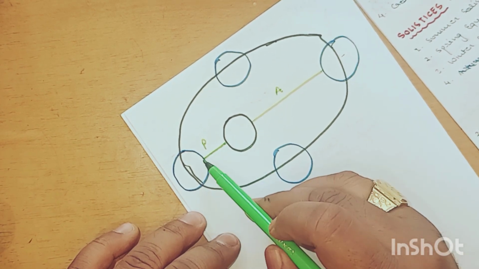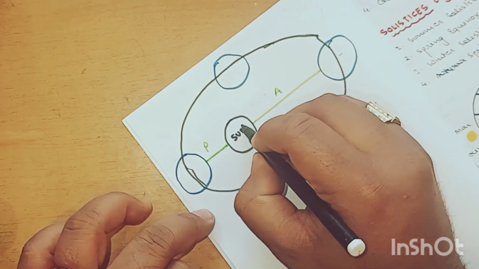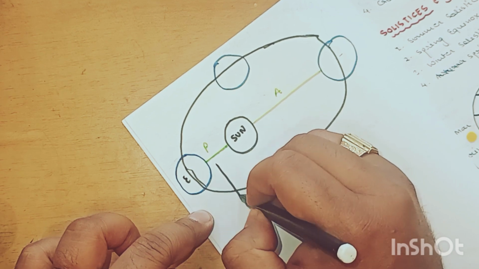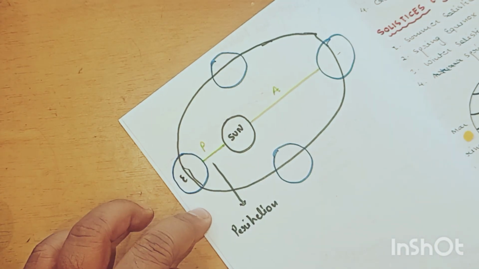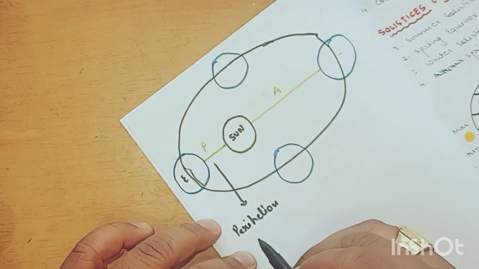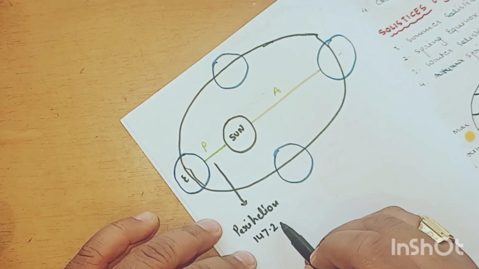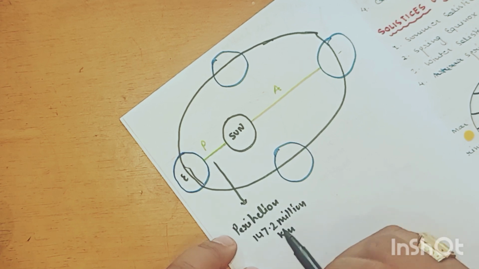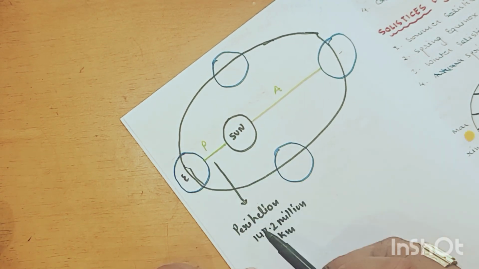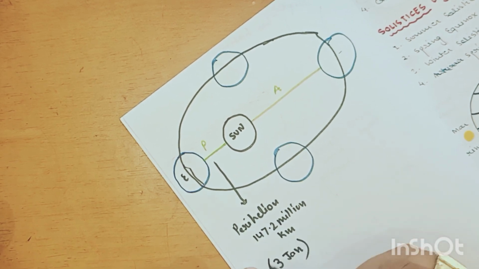P for pass, and this is your sun, this is your earth. This is your perihelion, the position is perihelion, and at perihelion the distance from the sun to the earth is 147.2 million kilometer. So this is the distance between the earth and the sun at the position of perihelion, and the perihelion position occurs in the month of January, 3rd January, remember this date also.